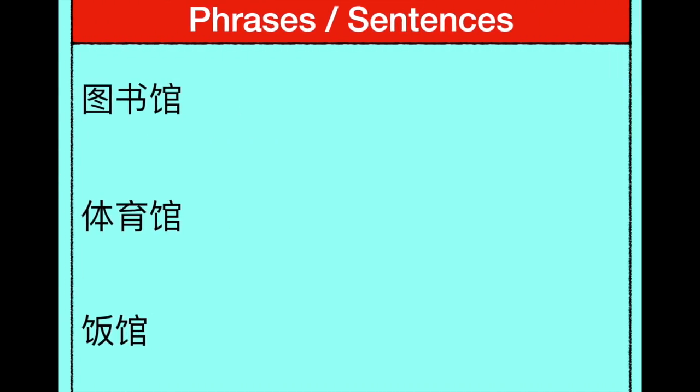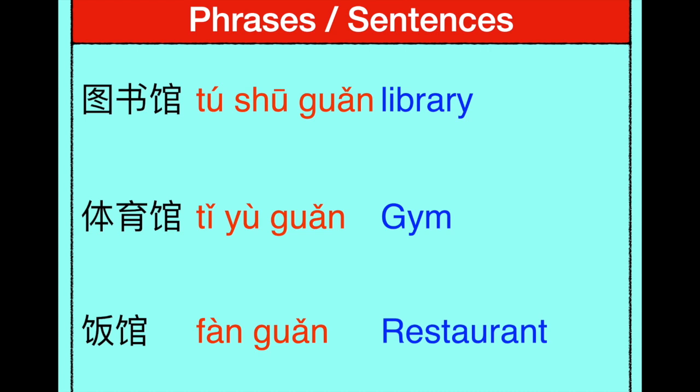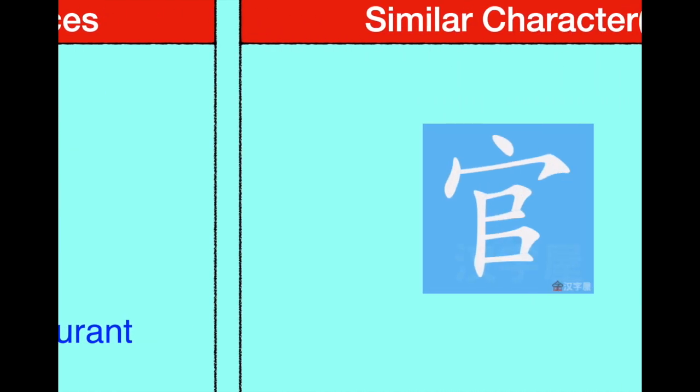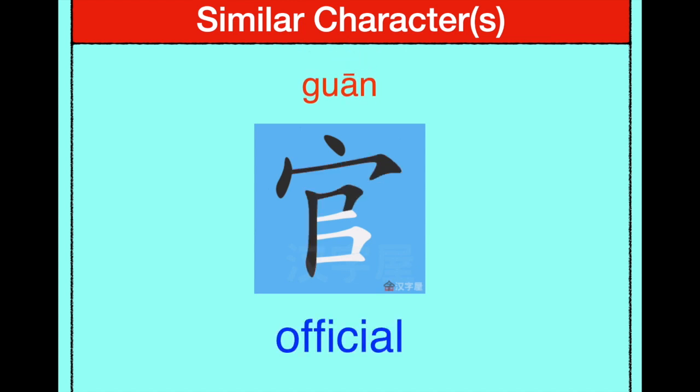Now let's look at the phrases of 馆. 图书馆. 图书馆 means library. 体育馆. 体育馆 means gym. 饭馆. 饭馆 means restaurant. Now let's look at a similar character. 官. 官 means official. This is the right part of 馆.